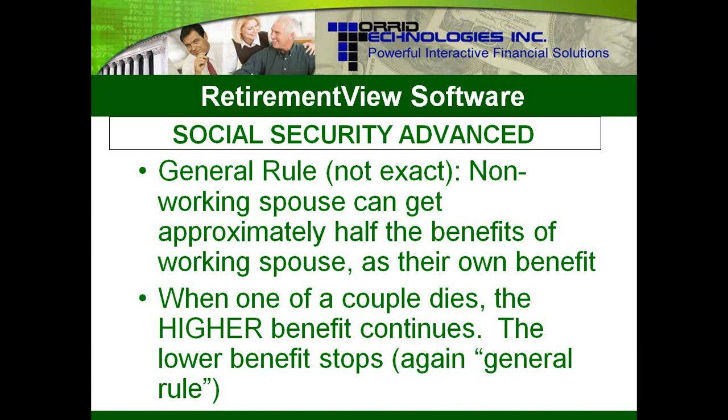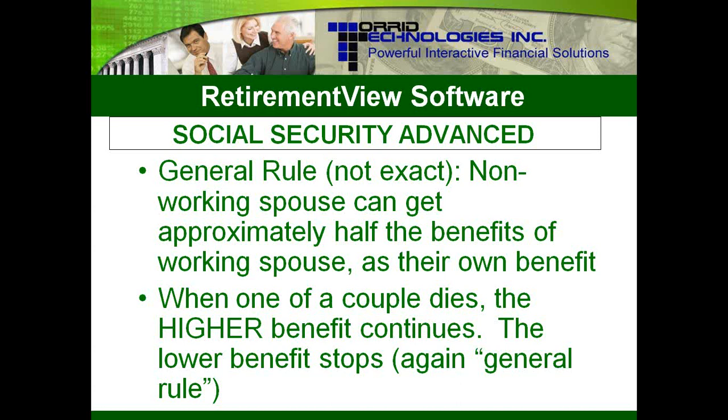A non-working spouse can get approximately half the benefits of the working spouse as their own benefit. Of course, it's tied to their age and when they take the benefit. If they take it early, before their full benefit age, then they're going to get less money. That applies whether they're on their own work record or on their spouse's work record.